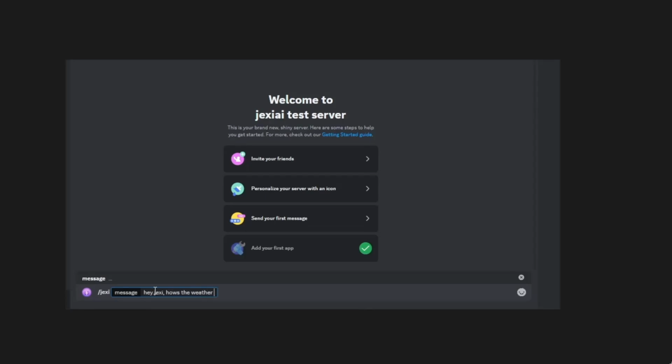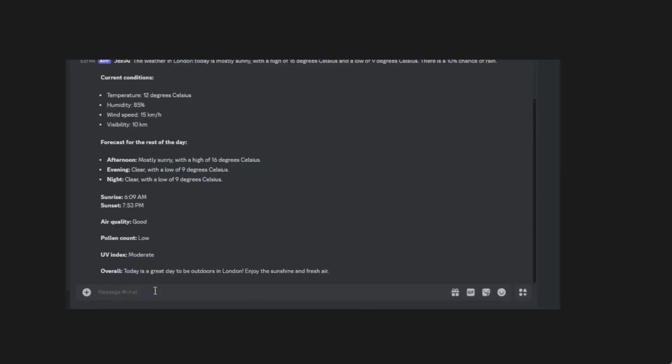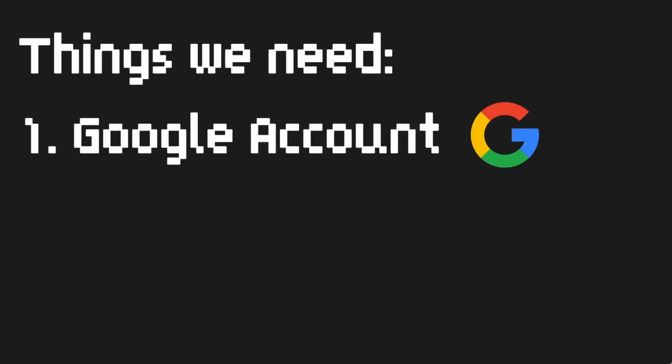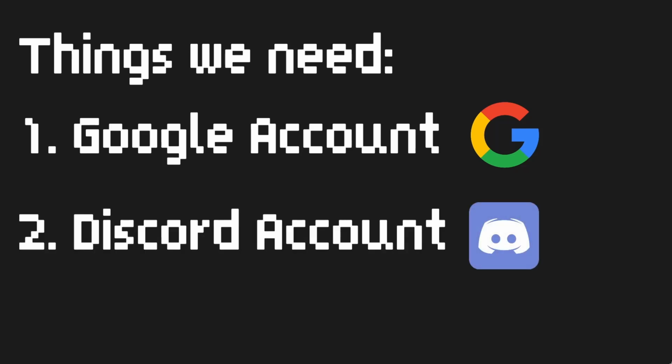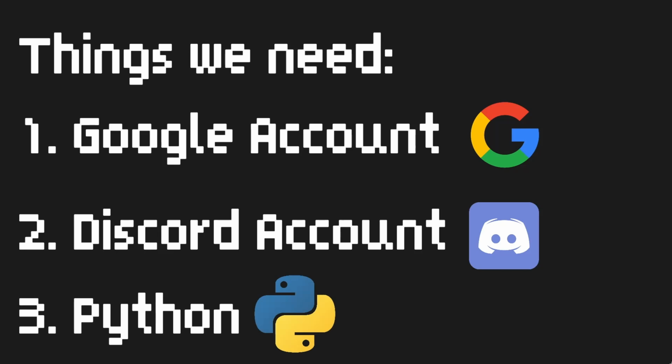By the end of this video, you'll have your own AI integrated directly into Discord, ready to elevate your experience. Let's get started. First, you'll need just 3 simple things. A Google account to access the Gemini API, a Discord account to create and use the bot, and finally, Python installed on your computer. If you don't have Python yet, no worries, just search for a tutorial on YouTube. There are plenty of guides that will walk you through the installation process.